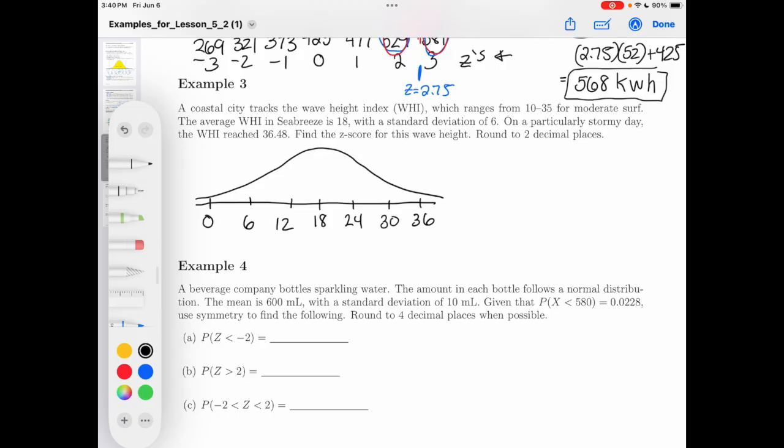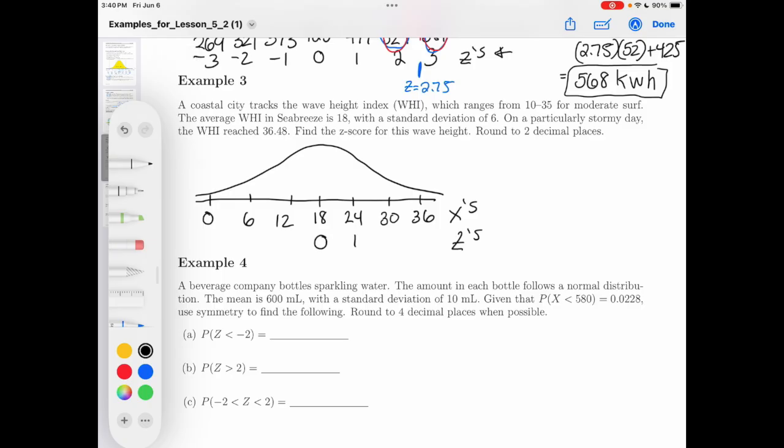So these are the x's. This is the data that corresponds to the content of the question. Now when we standardize this, as usual, it's going to be the same every time. 0's in the center, and then it comes out 1, 2, 3. And then on this side, it's -1, -2, -3. We need to find the z-score for this wave height, meaning 36.48. So we are given the x value, which is a little bit past 36 right here.